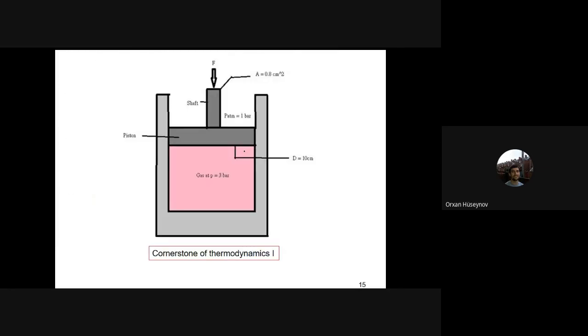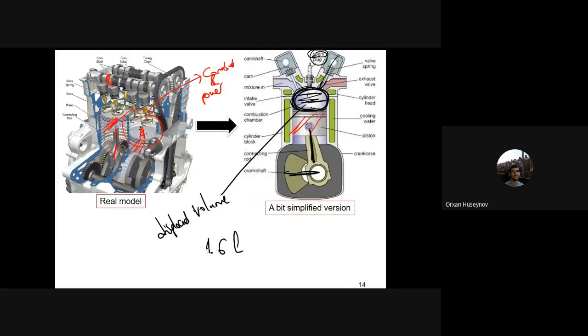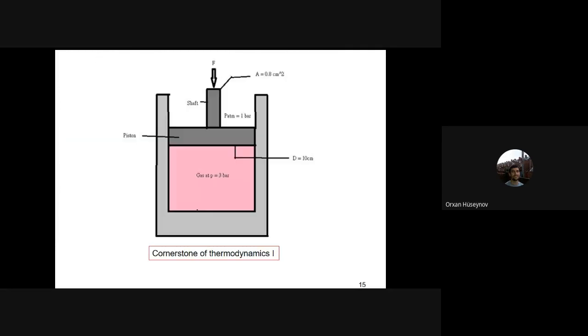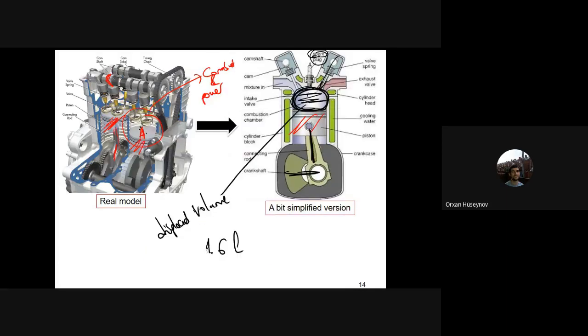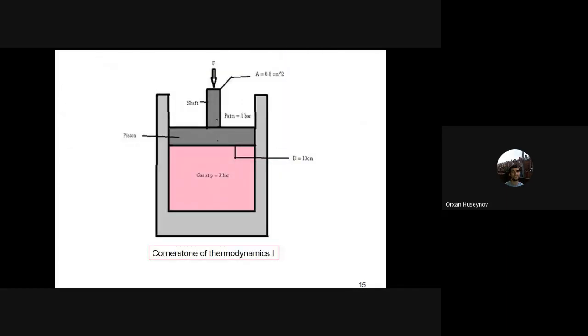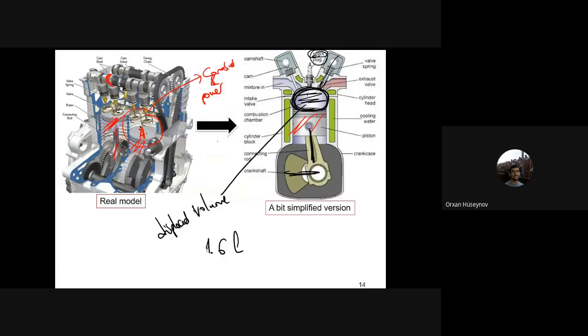Even in thermodynamics 2, we use this structure, but for thermodynamics 1, we most of the time use this structure. In this structure, you can see the piston is upside down. In that structure, the piston moves up and down. This structure moves first down, then up. You can see the similarity in the structure here.